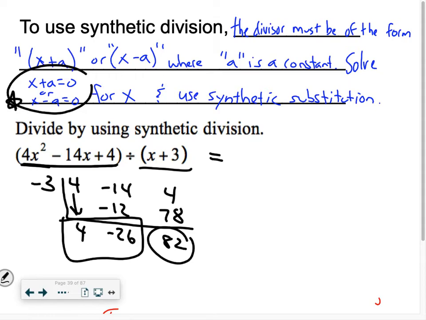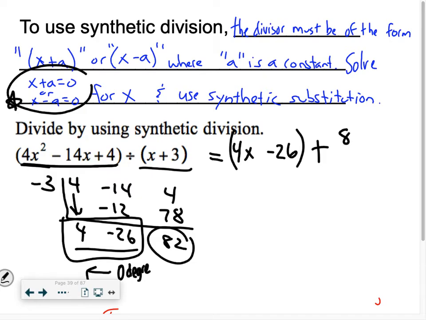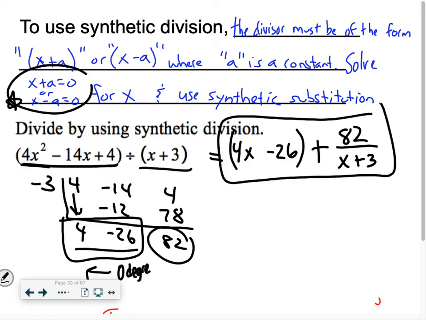So the quotient is going to start at the 0 degree term on the right and work its way up a degree. So negative 26 is a 0 degree term, or a constant term, and 4 is a degree 1 term. So these are my coefficients. 4x minus 26 is the answer when I divide those two polynomials, but there is a remainder, so I add the remainder over the divisor. And this is my answer to that division.